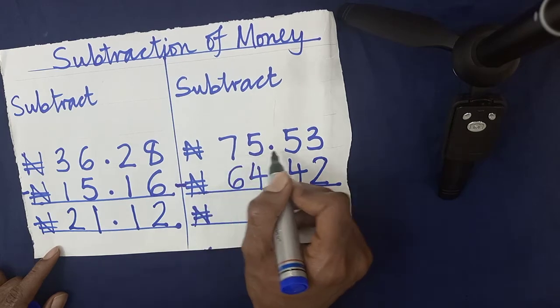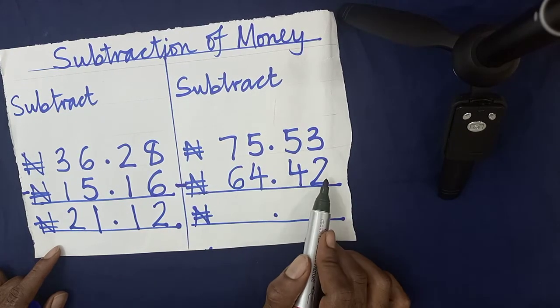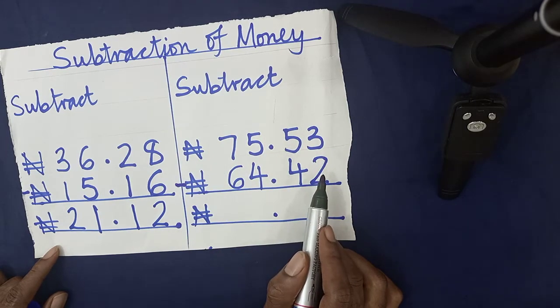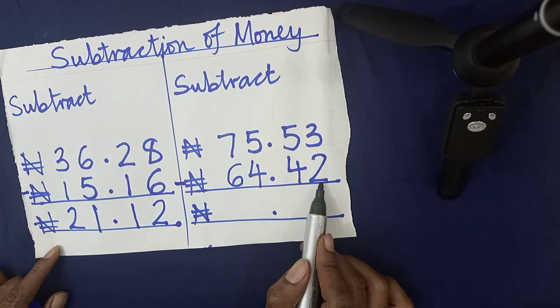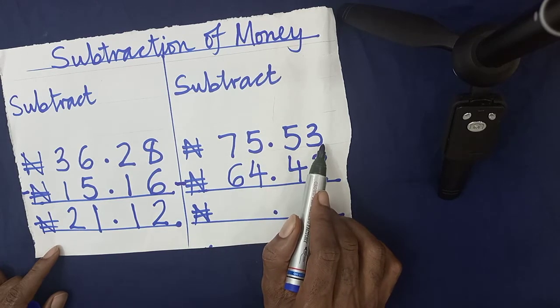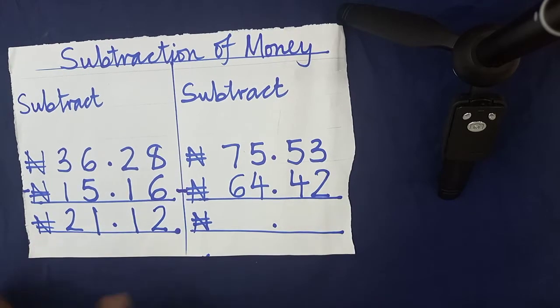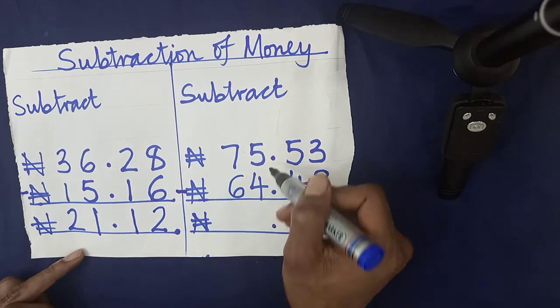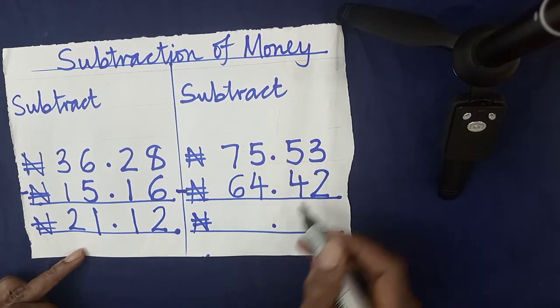Either 75 naira 53 kobo minus 64 naira 42 kobo, or this can be read as: find what we get when we subtract 64 naira 42 kobo from 75 naira 53 kobo. Remember, I said the word that follows the word "from" is usually the first in subtraction, and it is the bigger number. So let's arrange all the points on the same straight line.